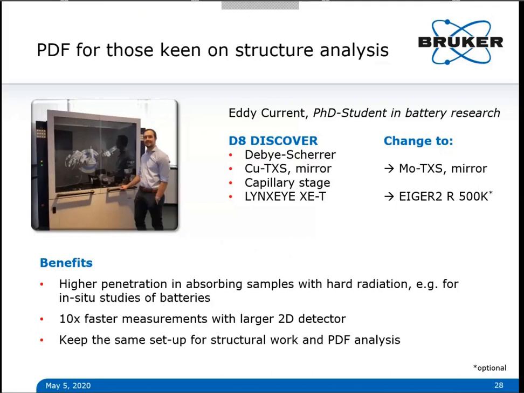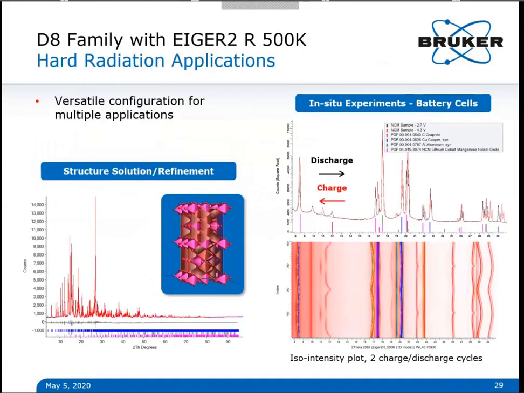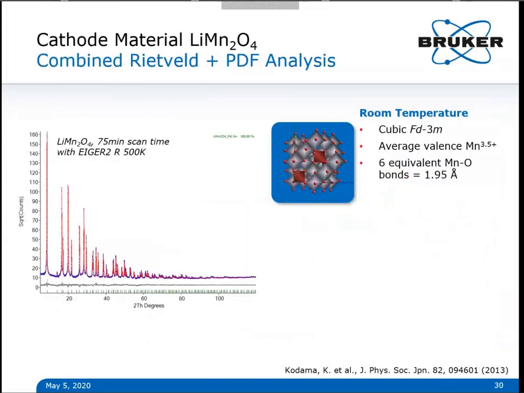Michael, you are a fan of high energy setups. What makes this harder radiation so useful? Well, I see my reputation has preceded me. Yes, I am a big fan of these setups. And the reason is because with these components, you can really expand the capabilities of the instrument. On one hand, it delivers high quality data, which is required for doing structure solution and structure refinement, in particular for inorganic materials. And the large IGA2 detector is perfect for in situ experiments, like observing reactions in battery cells. So let's have a look at another example, measured with a setup just like this.